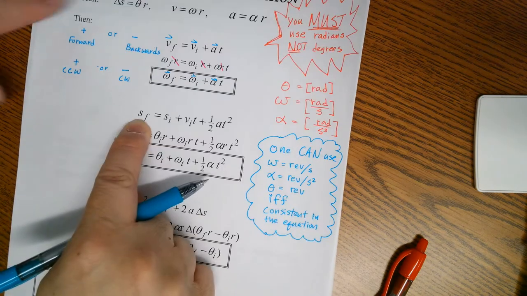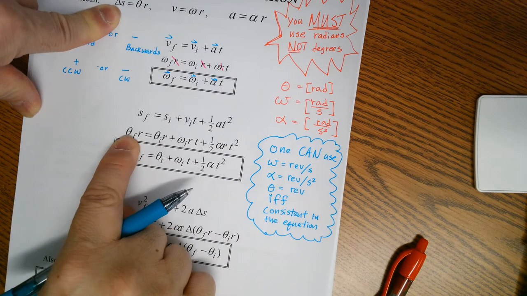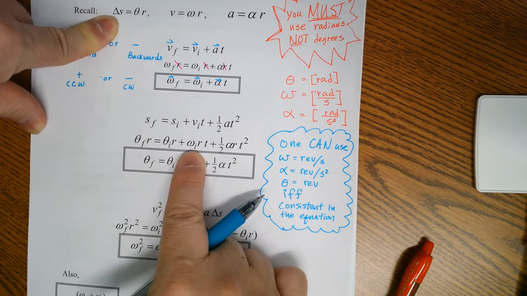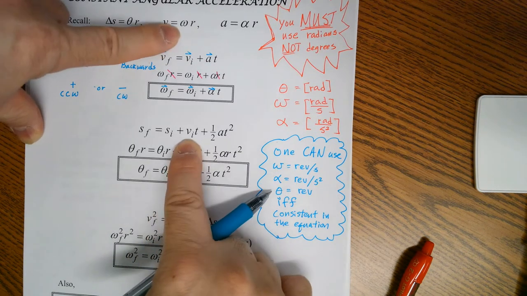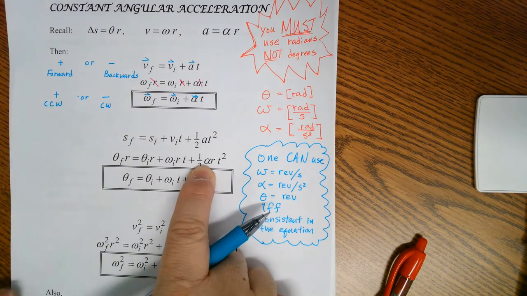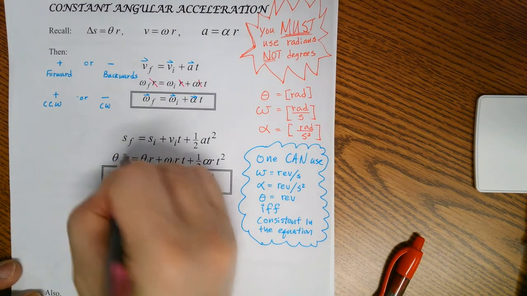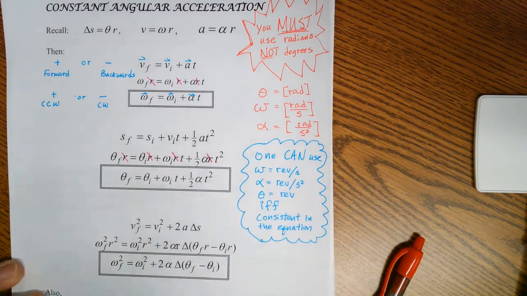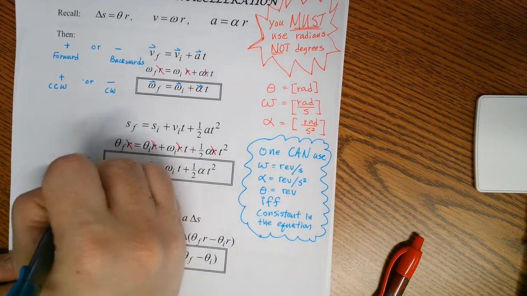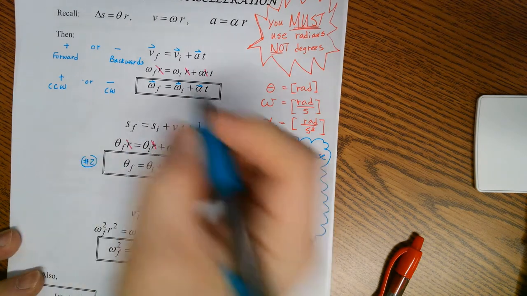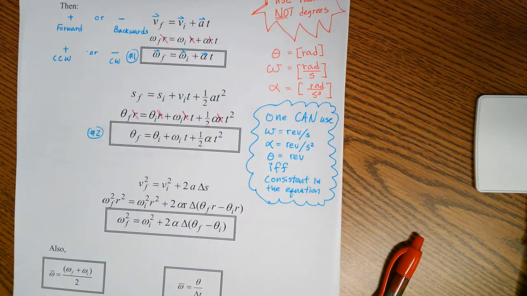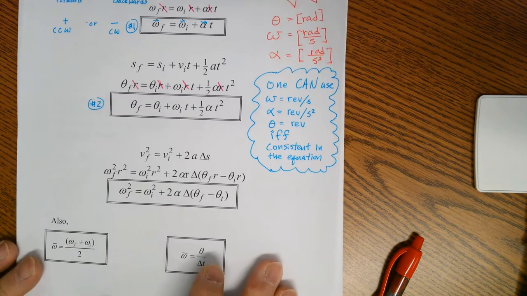So if we substitute S with theta r, so S final is theta final r, S initial is theta initial r, V initial is omega initial r, a is alpha r. So again, look what happens to all my r's. They all cancel out, giving me my equation number two. So if you remember your equations, these are the exact same things, but it's all Greek, I guess except for time.